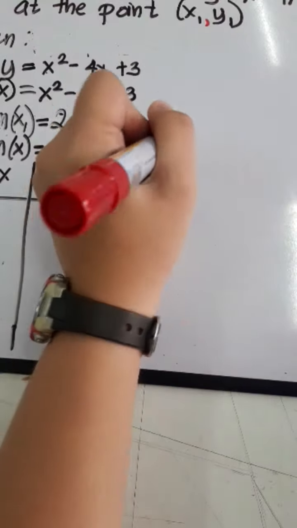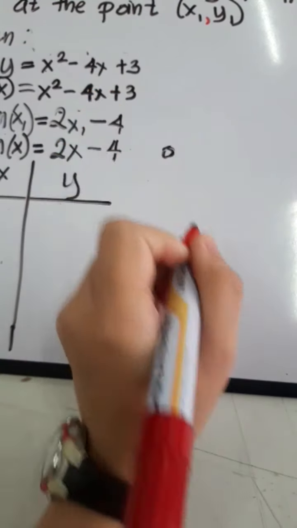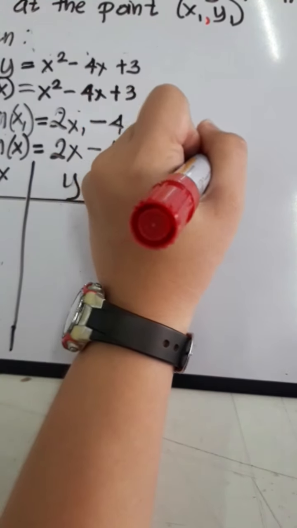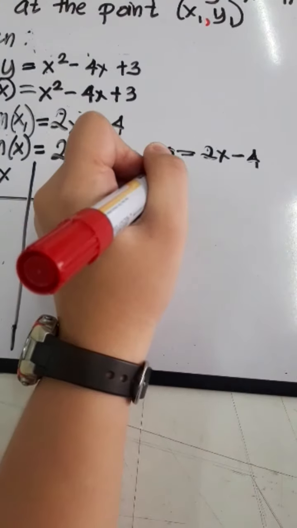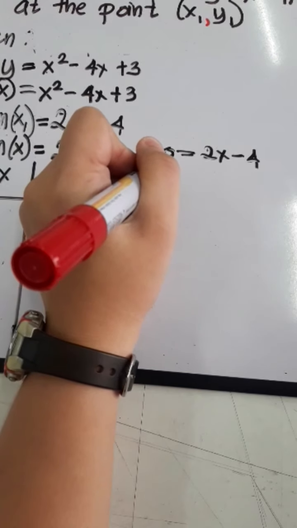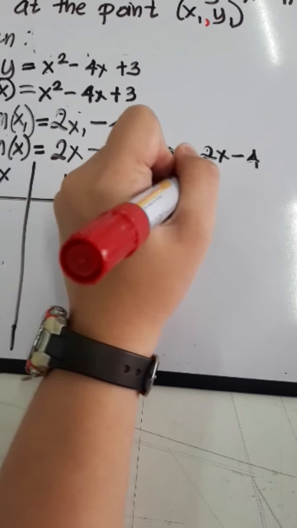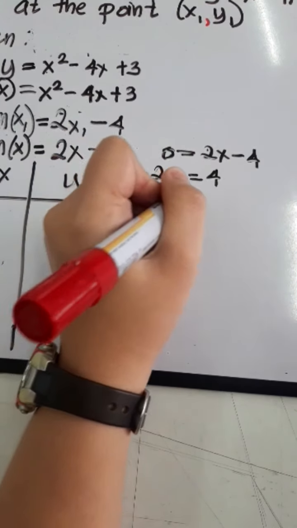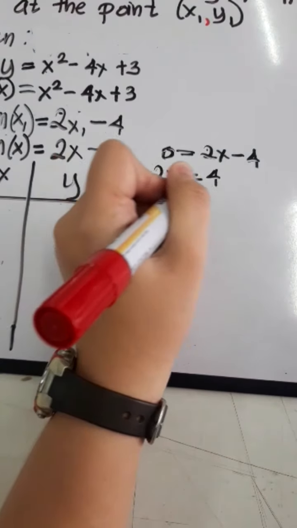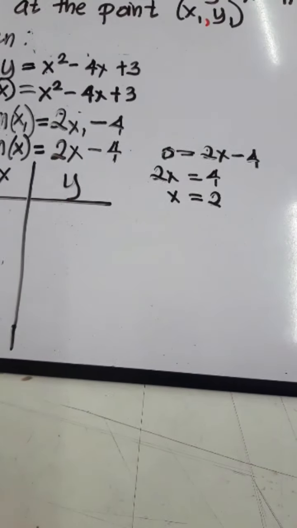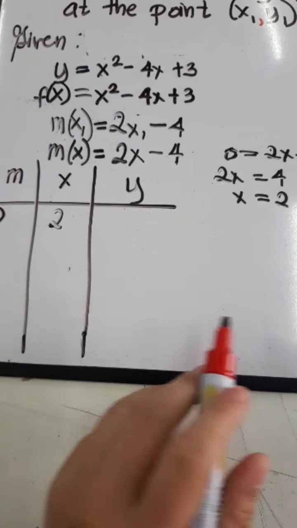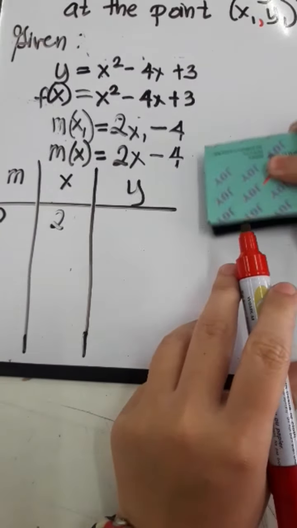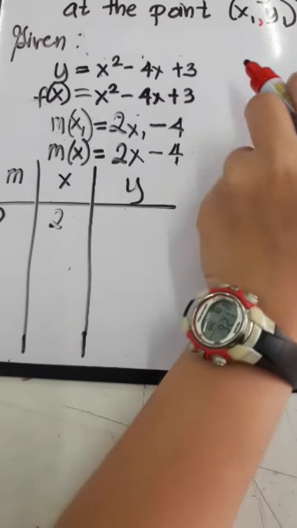So, when the slope is equal to 0, the equation is 2x minus 4. Therefore, the value of our x is 2x equal to positive 4. So, x is equal to positive 2. Okay, so we have x is equal to positive 2. Then, kuhaon nato ang value ni y.